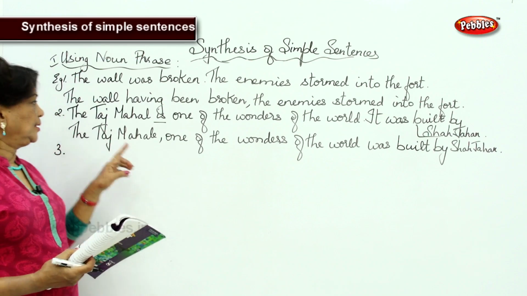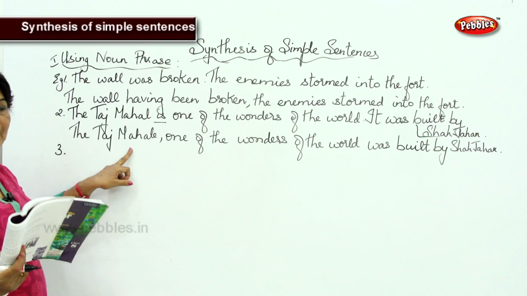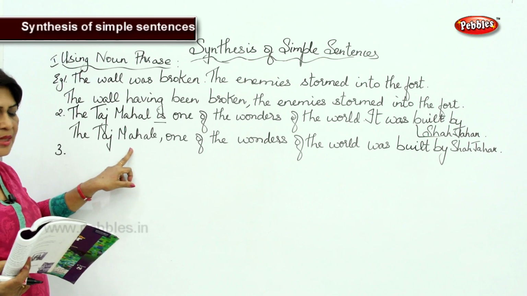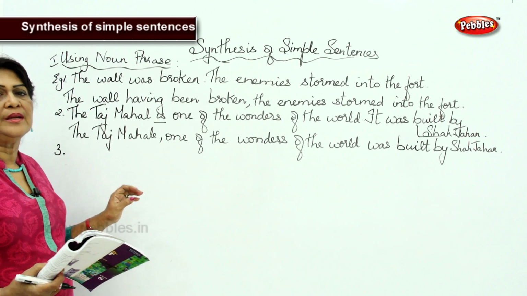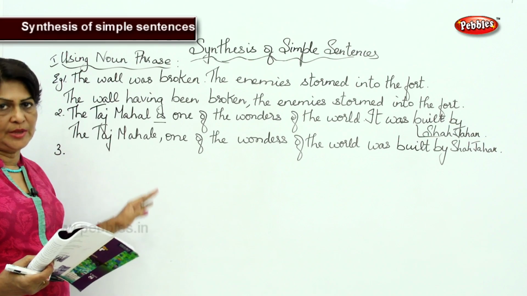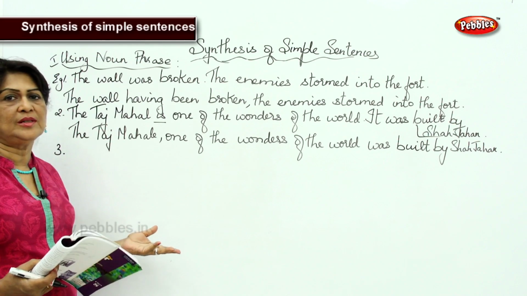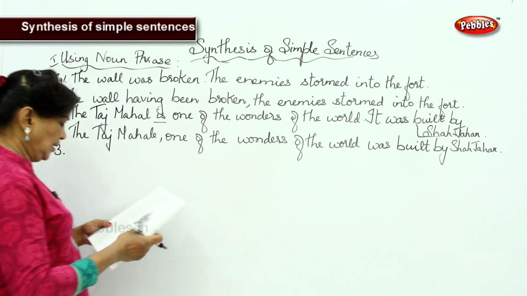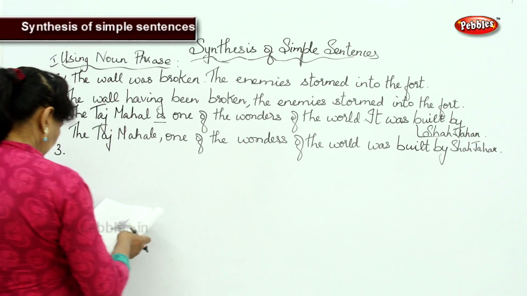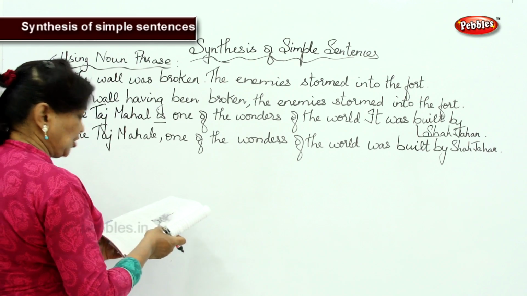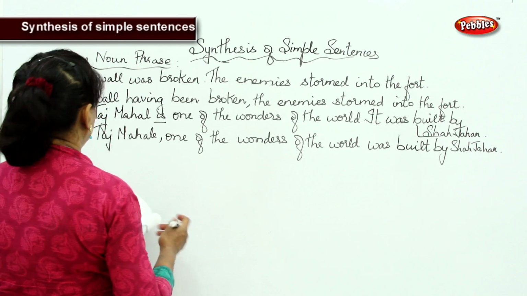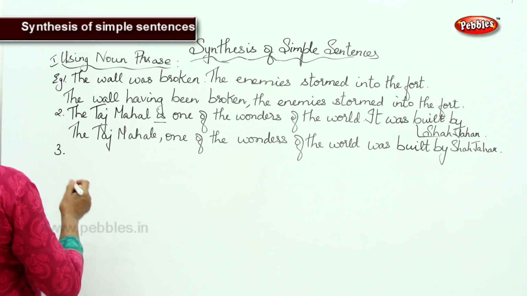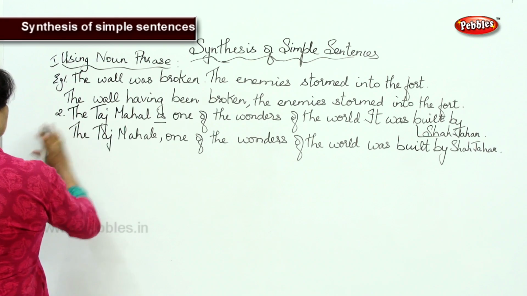I'll just give you another sentence. I'll just ask you. Paris is the capital of France. It is a beautiful city. Paris, comma, the capital of France, is a beautiful city. Okay, so that way also you can change. Next one. Using a preposition with a noun and, okay, next pattern.